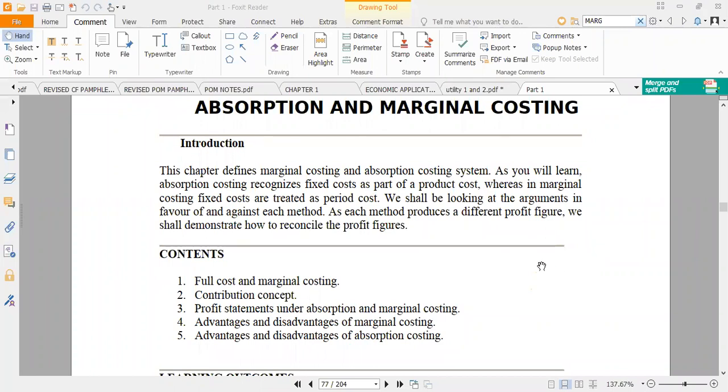Now, we will also have to build up a little bit, where we also have to look at the profit statements under absorption and marginal costing. And we also look at the advantages and disadvantages of marginal costing, and of course, the advantages and disadvantages of absorption costing. This is what we are going to look at this evening.